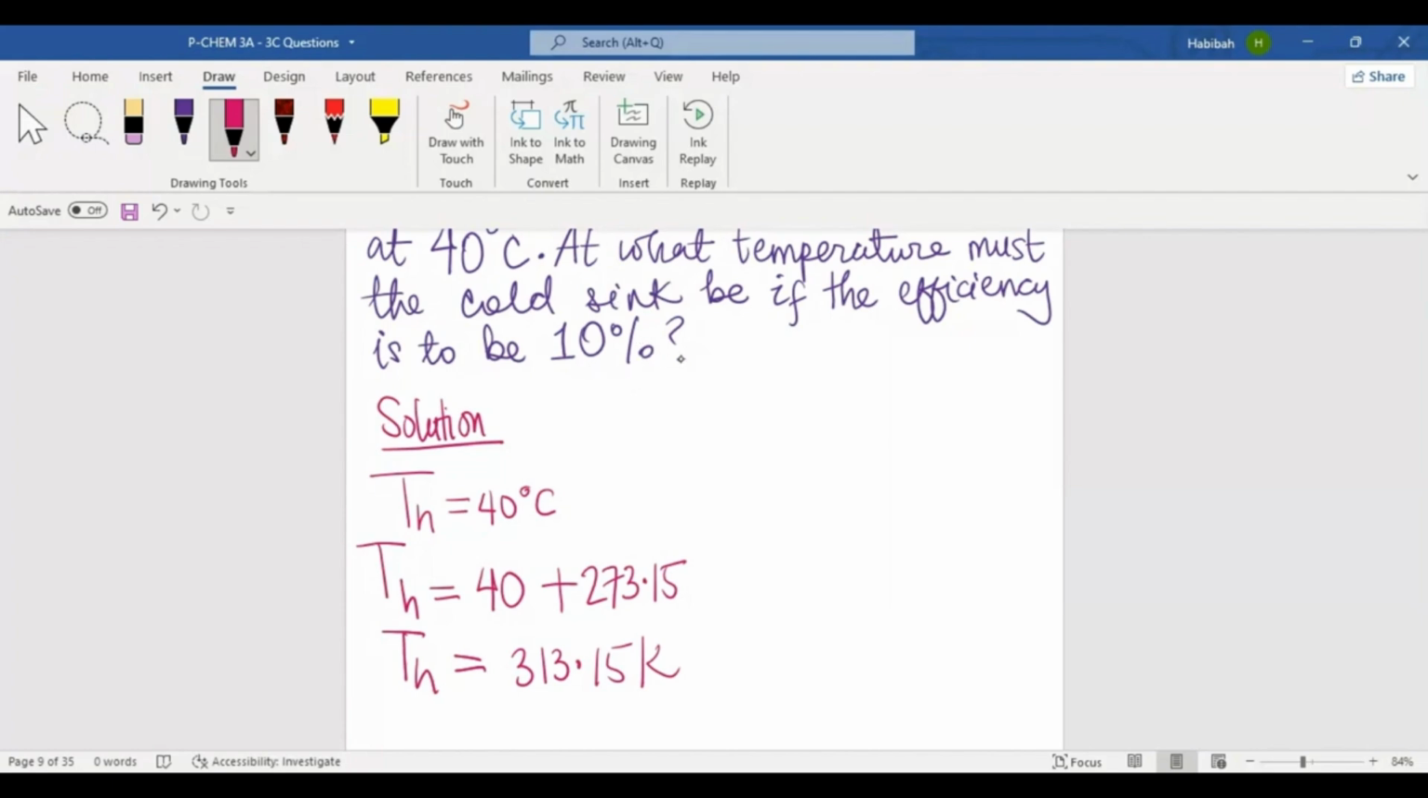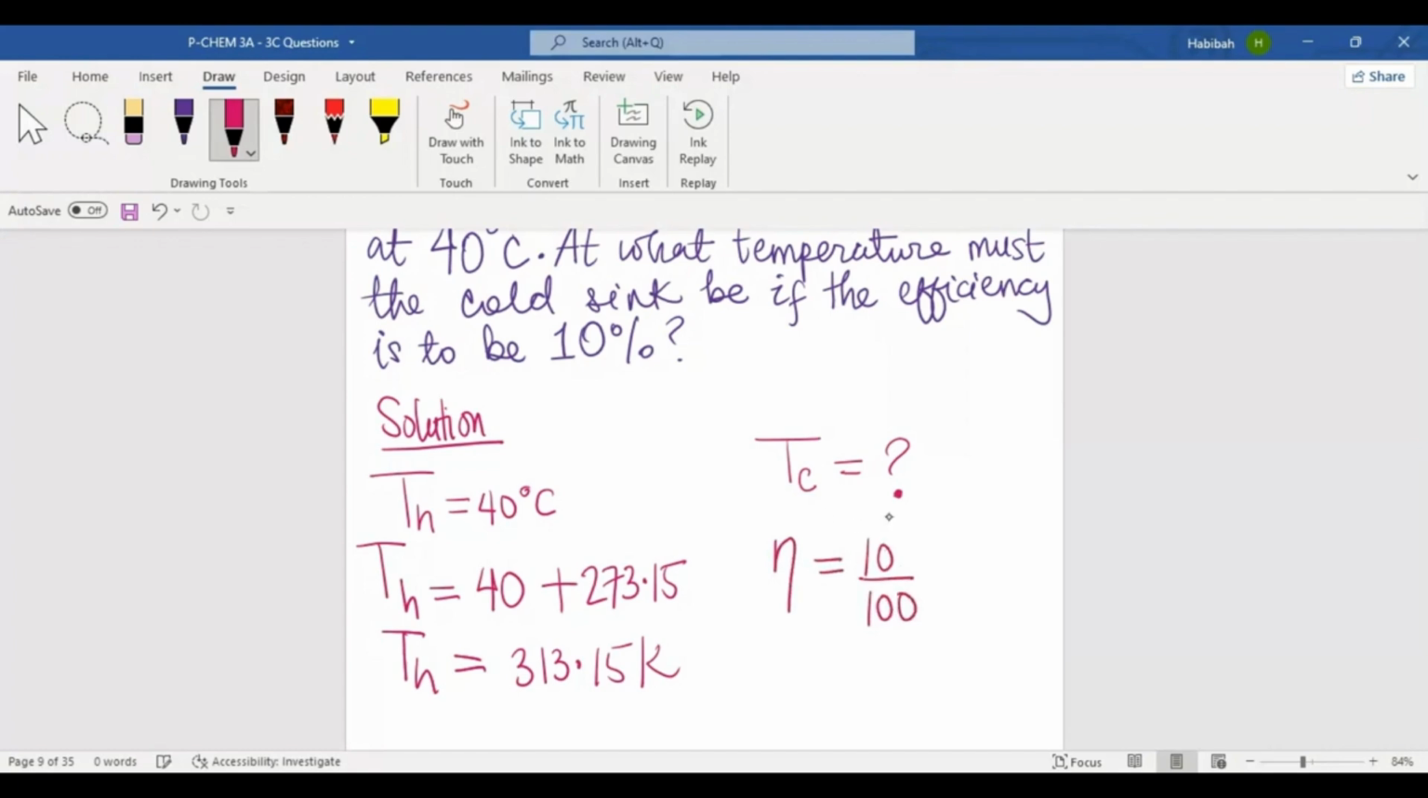Now they also asked at what temperature must the cold sink be if the efficiency is to be 10%. So we see that the temperature of the cold sink, we absolutely don't know what that is. For those of you who don't know, we're dealing with an ideal heat engine. So there's usually a hot source, and then there's also a cold sink. So we were told that the cold sink is what we're going to be looking for, and we're supposed to determine what that is if the efficiency, which is just this, is 10%.